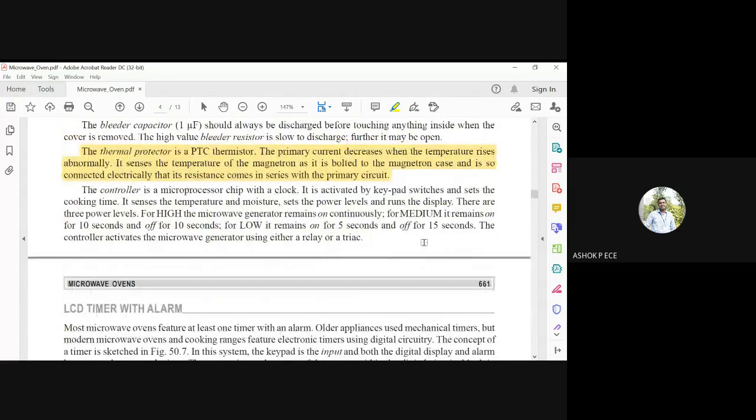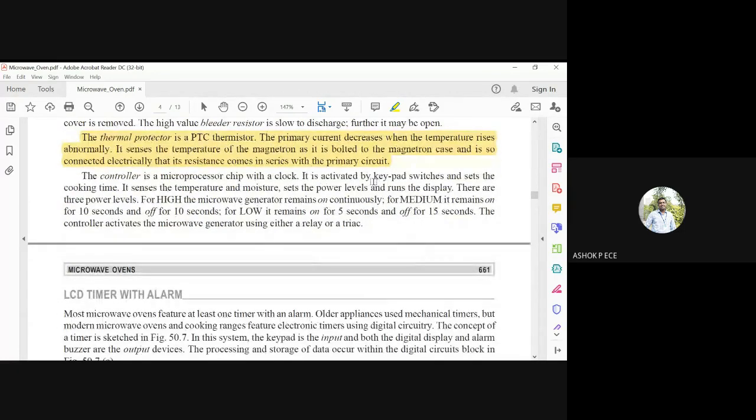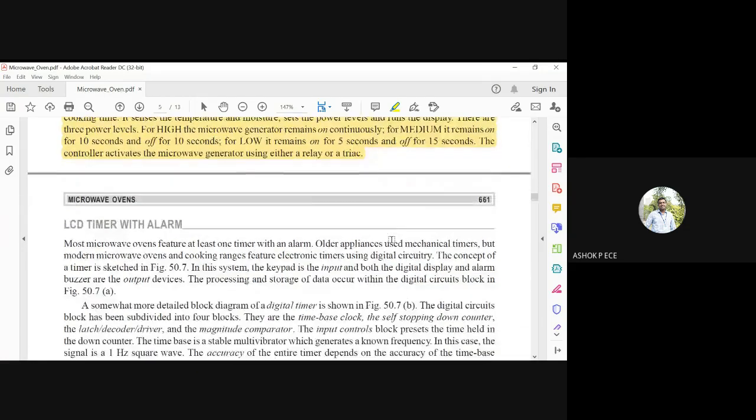Okay, so the controller is a microprocessor, a chip with a clock. You have keypad switches and you can set the cooking time; it can sense the moisture and temperature, set the power levels and run the display. There are three power levels. For high, the microwave generator remains on continuously. For medium, it remains on for 10 seconds and off for 10 seconds. For low, it remains on for 5 seconds and off for 15 seconds. So these are the three basic controls: high means continuously on, medium means 10 seconds on, 10 seconds off, and low means 5 seconds on, 15 seconds off. Completely, the microcontroller is going to activate the entire microwave oven.